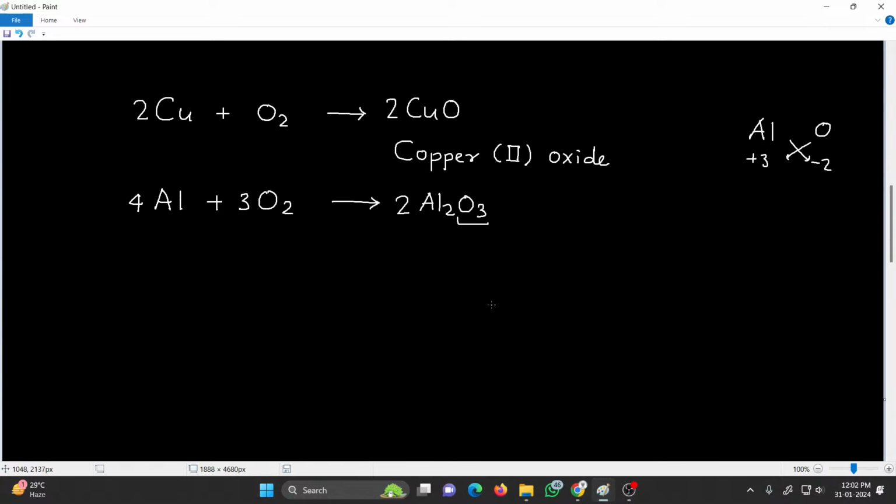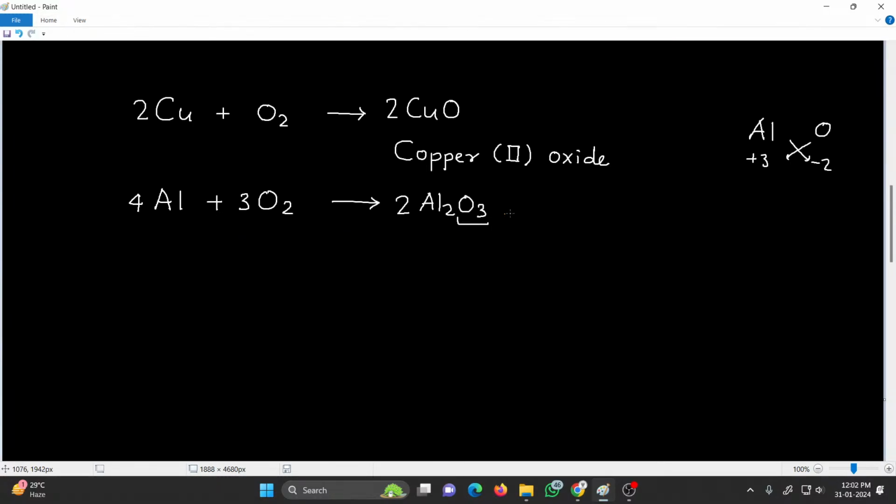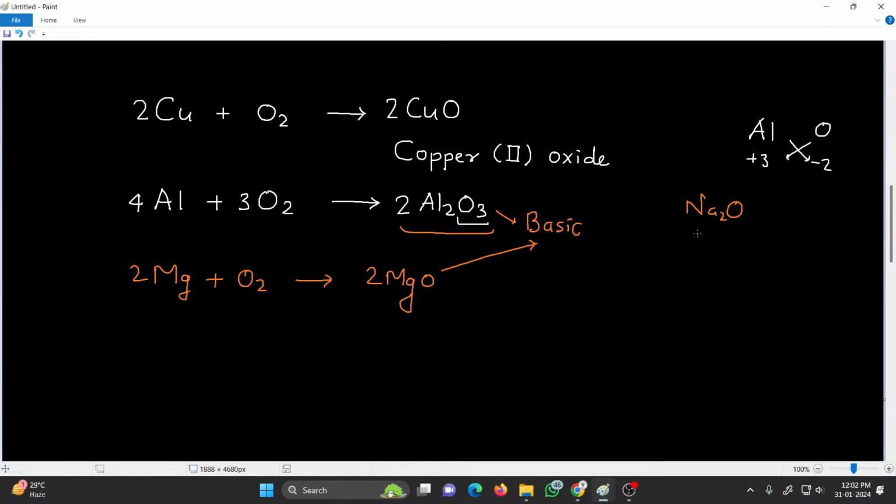Now we know that generally metal oxides are basic in nature. So this aluminium oxide is basic in nature. Similarly, if we burn magnesium ribbon in air, it will form magnesium oxide, which is also a basic oxide. Similarly, sodium oxide, then potassium oxide, calcium oxide, all these oxides, they are basic in nature.